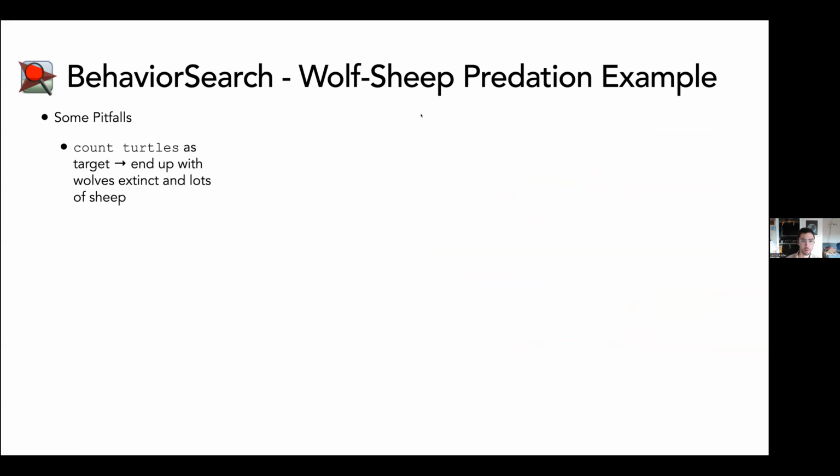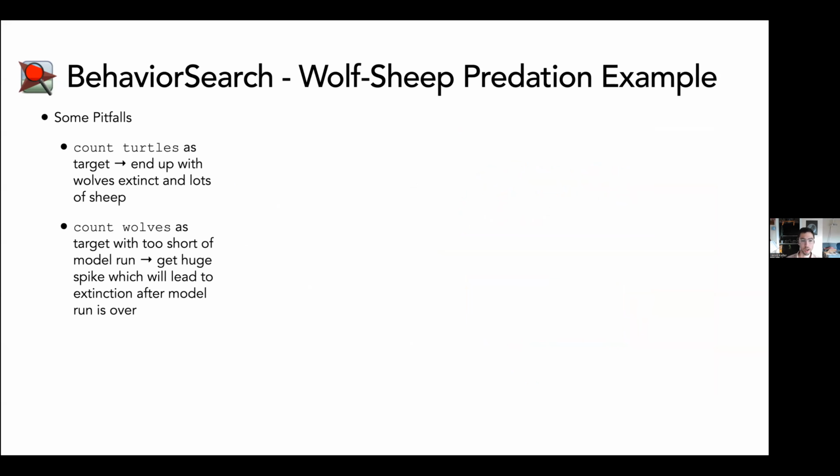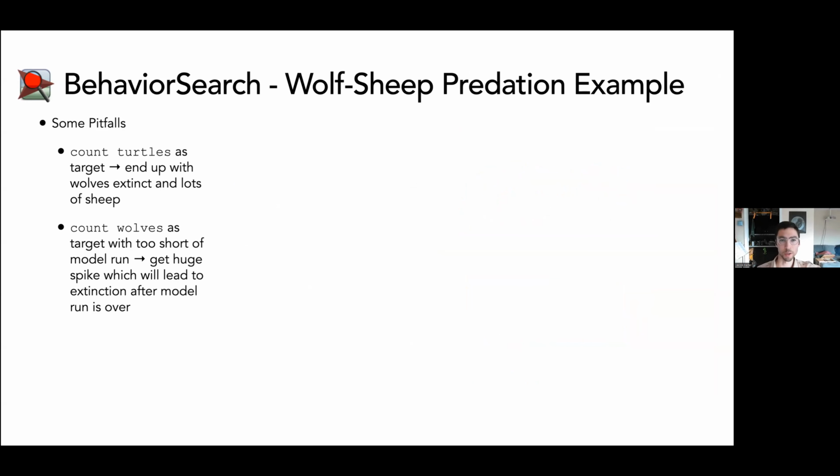A couple pitfalls to be aware of. Here are some things that came up when I was going through this. I first did count turtles instead of wolves, and that ended up with the wolves going extinct and a really high sheep population. So that didn't work. Then I tried doing count wolves as the target, but the model run was too short. The behavior I got was a huge spike of the wolf parameters that led to a huge spike in the population, but then a crash and extinction. Since that happened after the model run was over, that was still counting as maximizing the wolf population.